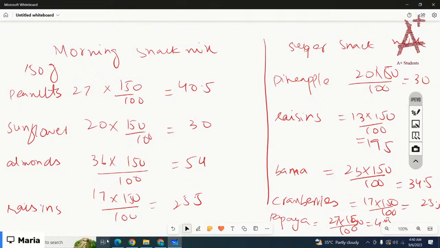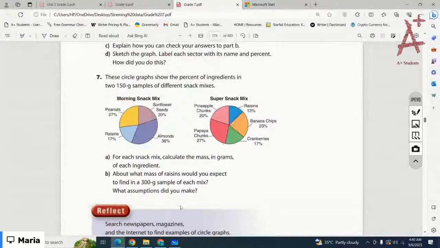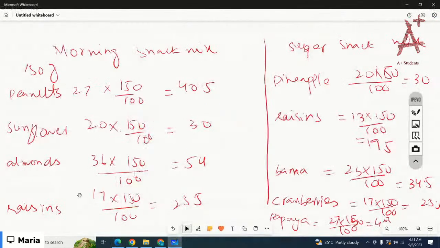Okay, the B part is about what mass of raisins would you expect to find in a 300-gram sample of each mix. If the sample is 300 grams, how much value are you going to use for the raisins in both of them, right? The raisins used in morning snack mix is 25.5, so that is doubling. 150 times 2 is 300. That means the raisins would be double. 25.5 times 2 is 51 grams, and here the raisins are 19.5. You have to multiply the value by 2, that would be 39 grams, right?